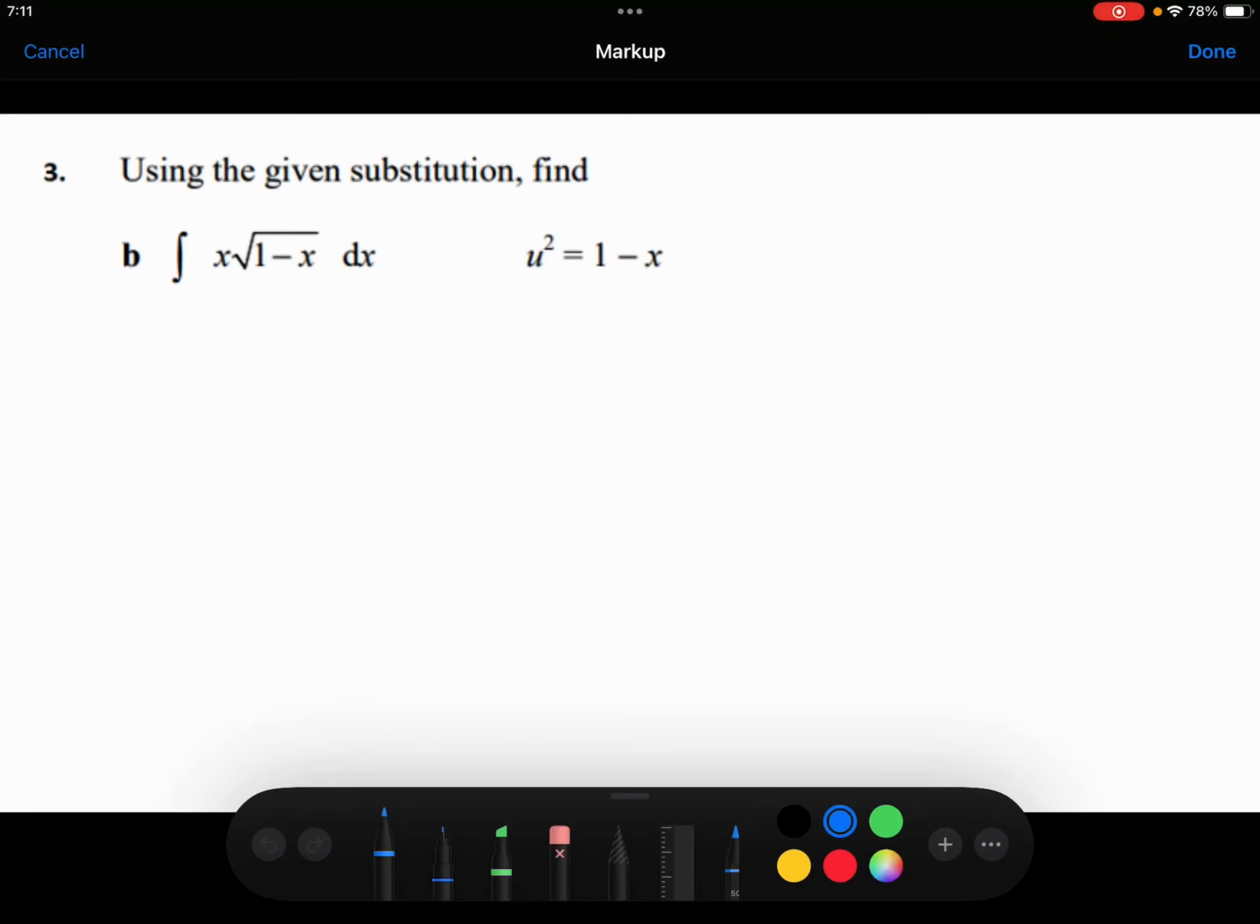I'd like to start by differentiating my substitution, but at the moment I've not got u or x as the subject. I could square root both sides like this, but I don't want to do that. I don't like having a square root with these questions because it just makes it awkward to rearrange once I've differentiated. Instead, let's rearrange to make x the subject. So I'm going to add the x over here and I'm going to subtract the u squared over there to get x is equal to 1 minus u squared.